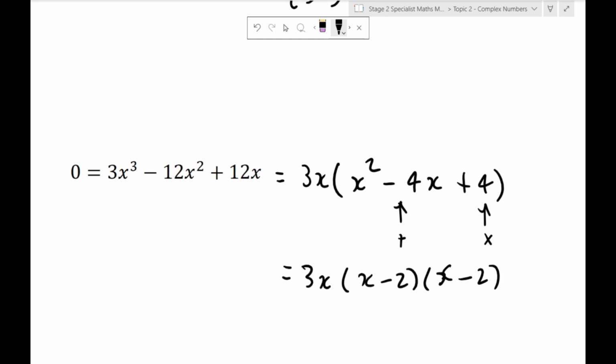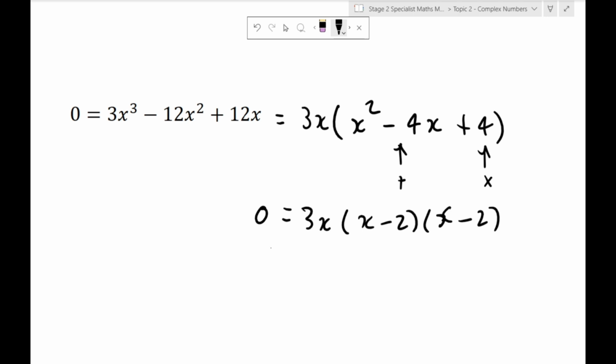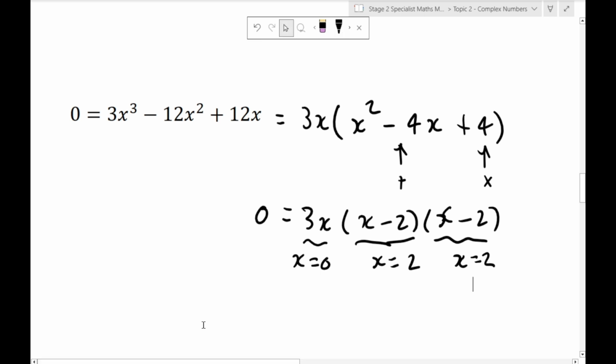Just like that. All right, now if we're trying to solve for this equation equaling 0, all we've got to do is use our null factor law. So either that thing equals 0, which tells us x equals 0. From this bit, we'd get x equals 2. And from this bit, we'd get x equals 2. So there's actually just two solutions here. One of them is a double solution. Really important to note that. Okay, so that's really good. Then we'll think about what else we can do with this.